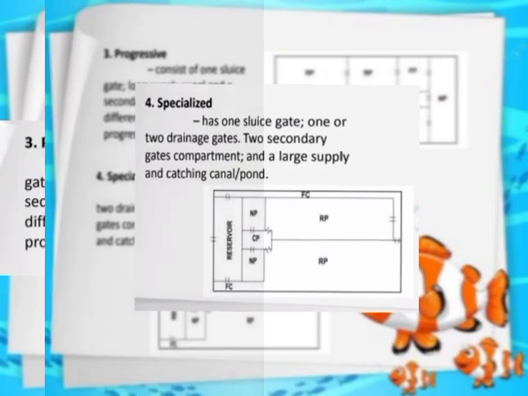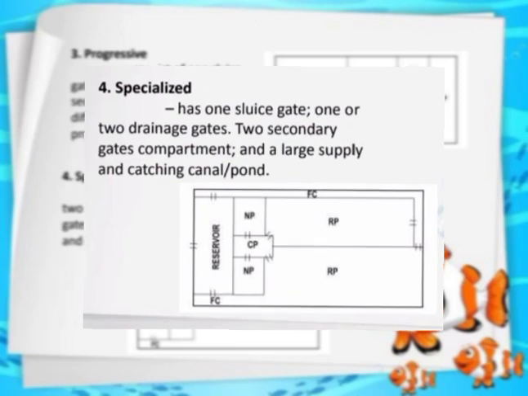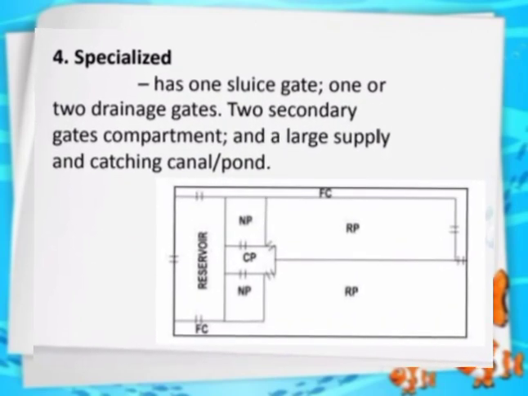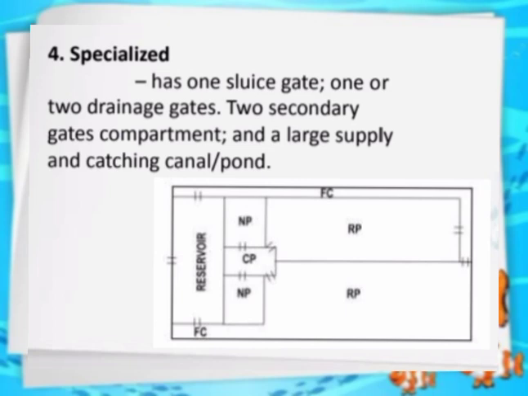Last layout is the specialized layout. It has one sluice gate, one or two drainage gates, two secondary gates compartment, and a large supply and catching canal or pond. A specialized layout is characterized by specific features such as one sluice gate compartment and a large supply canal or pond. This design is tailored for efficient water control and optimized fish farming conditions.